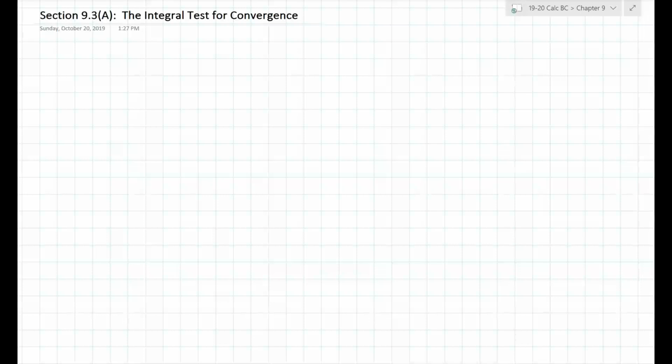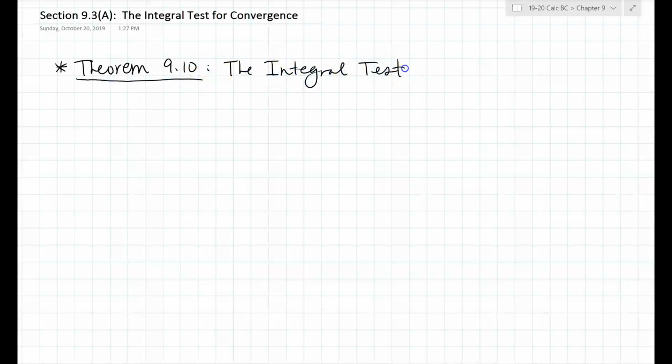Now let me give you the definition of the integral test. This actually comes out from a theorem. So this would be theorem 9.10, the integral test. And this is what it says. And it has some prerequisites. So you got to make sure all these prerequisites actually hold true before you can actually use this test.